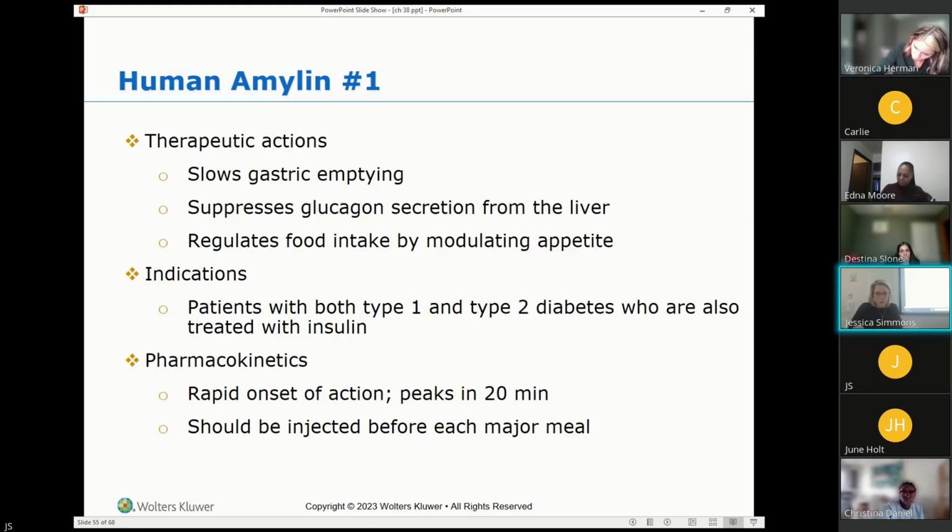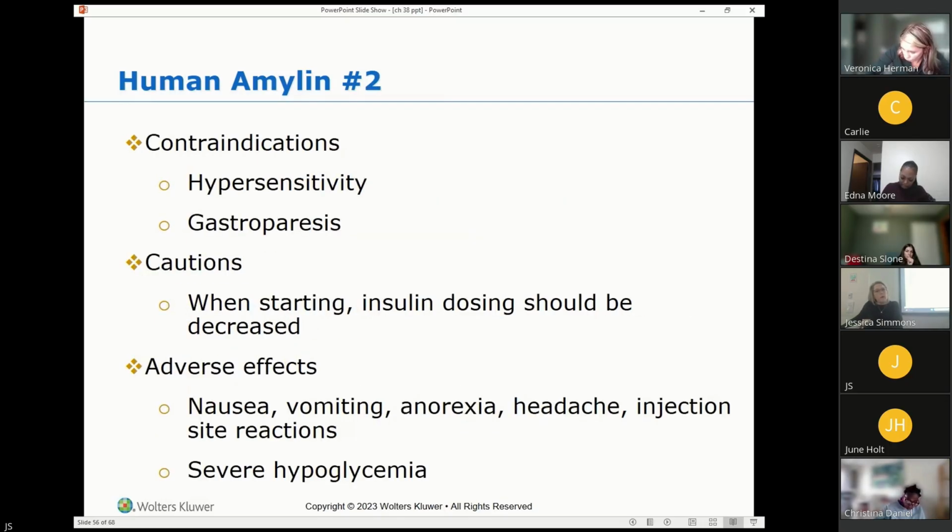So, this is on page 666. The drug name is called pramlintide, which is also Symlin. The contraindications are hypersensitivity and gastroparesis.